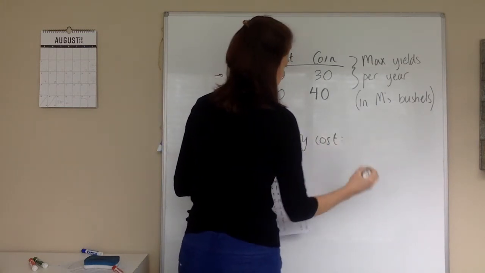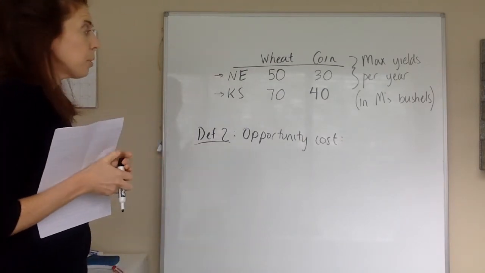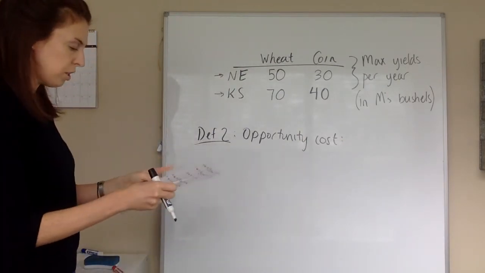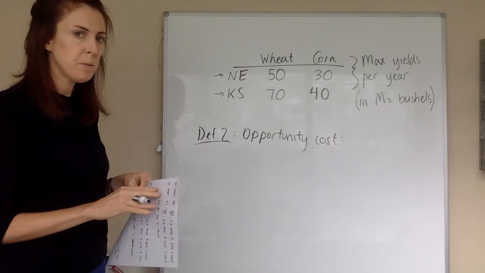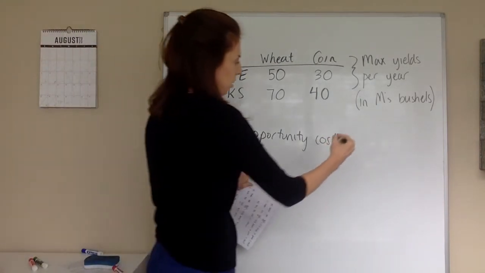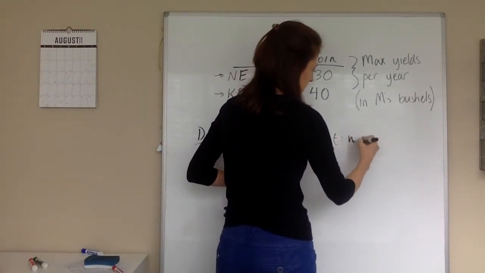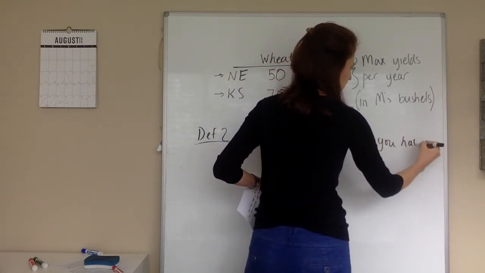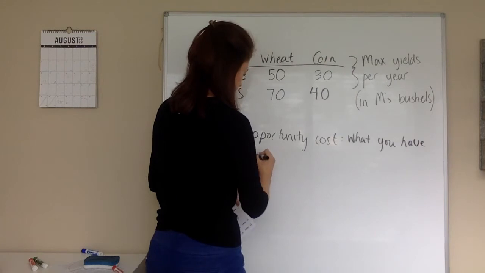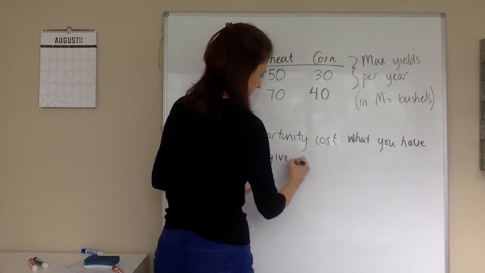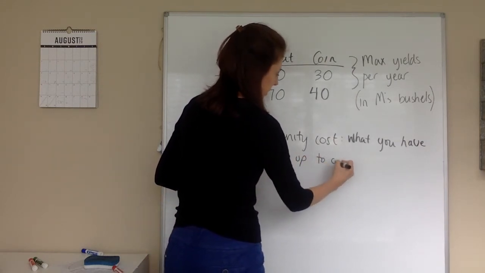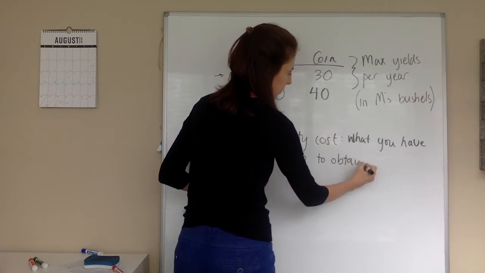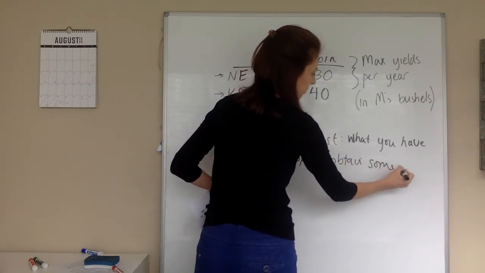Okay, what is an opportunity cost? An opportunity cost is what you have to give up to obtain some item. So I'll write and then explain. What you have to give up to obtain some item.